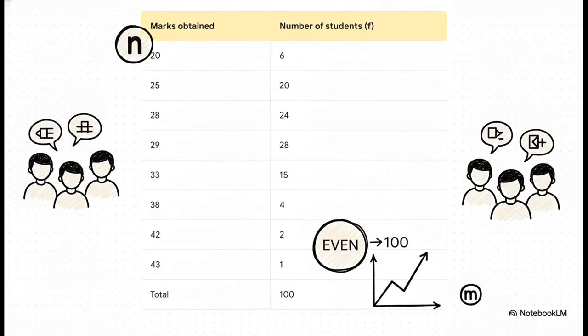So here's our next challenge. We've got the marks of 100 students. The total number of students, which we call n, is 100. Now, notice something important. 100 is an even number. Keep that in mind.